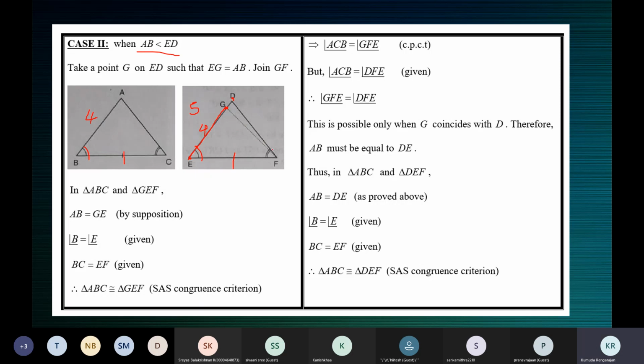Now we don't have a triangle, so we'll join FG. See, now this angle is smaller. Angle GFE is smaller than DFE. So what is this case?